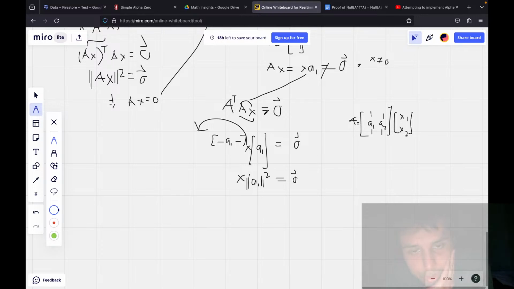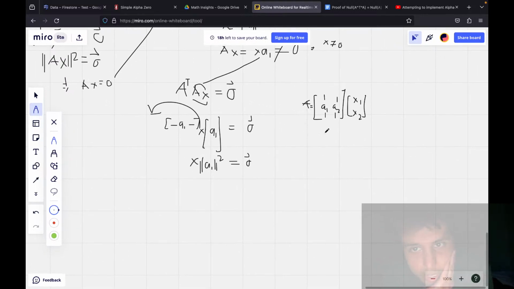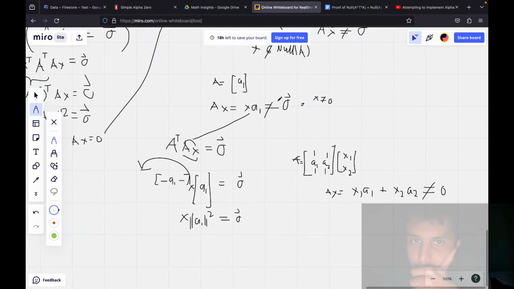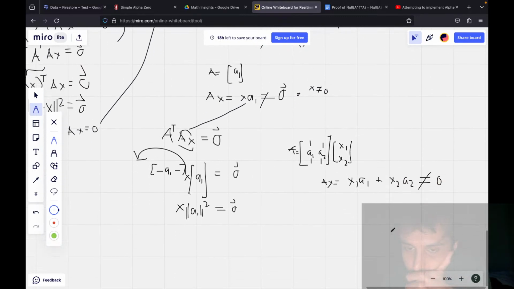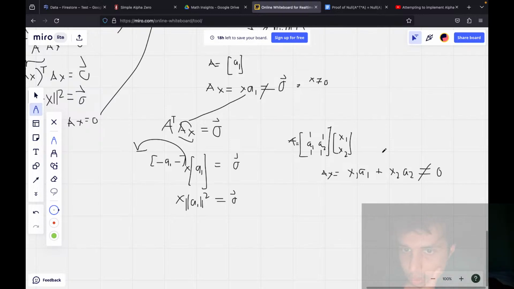I can work it out and show you what I was dealing with. So Ax in this case becomes x1 a1 plus x2 a2, right? And this thing is not equal to 0. That's our hypothesis, that x is not in the null space, right? Ax is not equal to 0. That's what it means by not being in the null space, right?